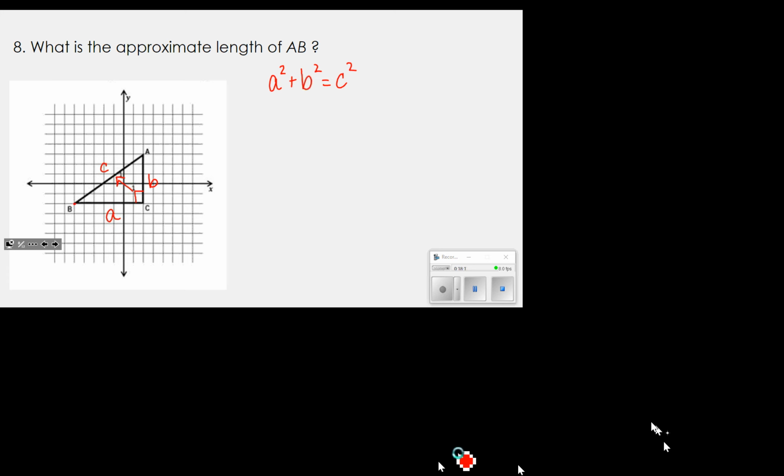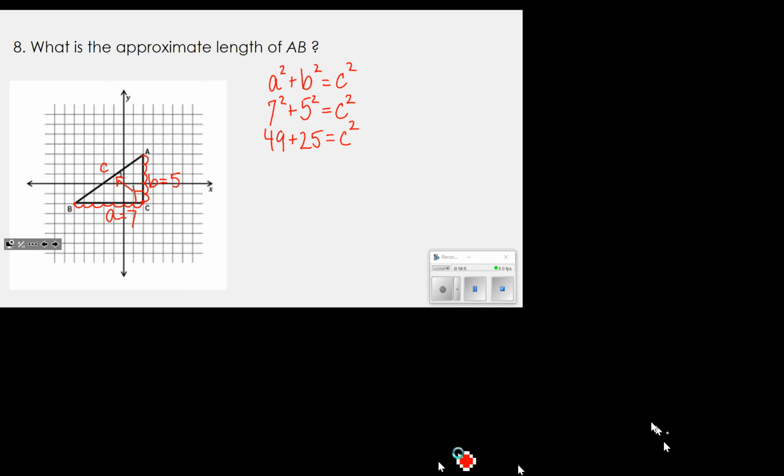So A, start here, 1, 2, 3, 4, 5, 6, 7 units. And B, we'll start here, 1, 2, 3, 4, 5 units. So then I can substitute that in. So my A is 7, plus 5 squared equals C squared is what we're looking for. So 49 plus 25 equals C squared.